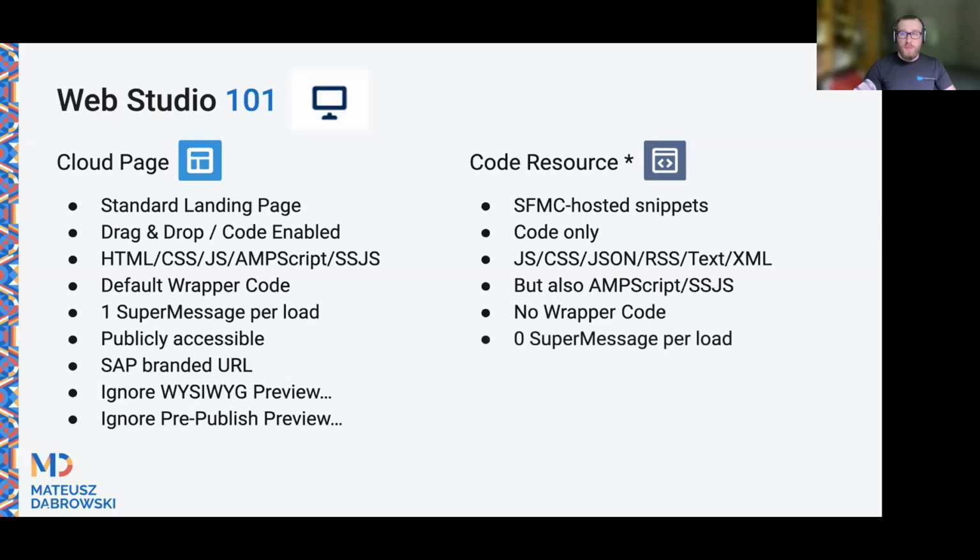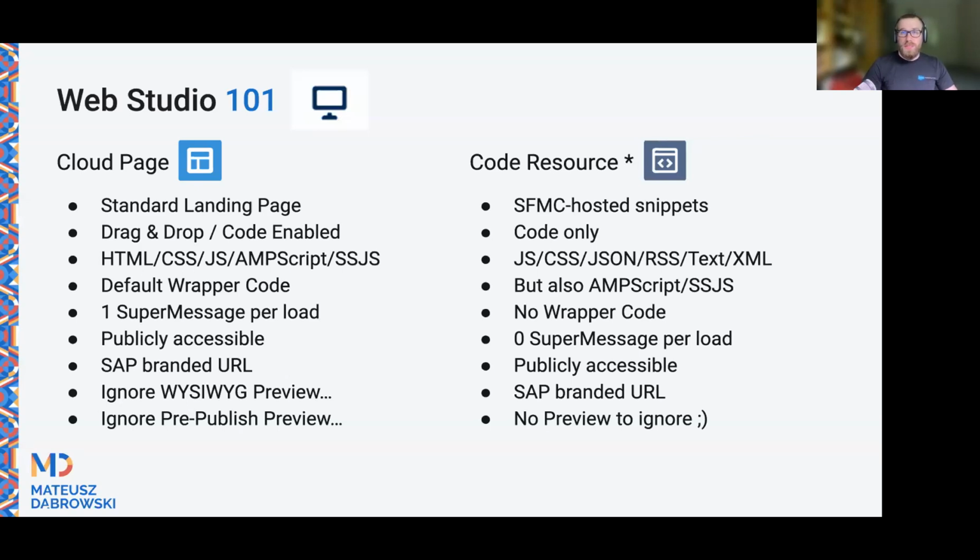Next thing, zero Super Messages per load. So there is no limitation in terms of pricing on how many code resources you are using, which again will be one of the arguments for some of the solutions that we'll be discussing today. It is also publicly accessible, so we need to think that whatever you are putting on the code resource will be visible if someone knows the URL. It can also be SAP branded just like a cloud page, and there is no preview to ignore because you are just publishing it without any preview.